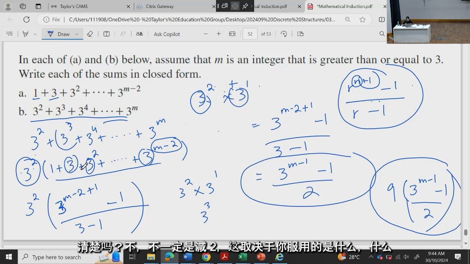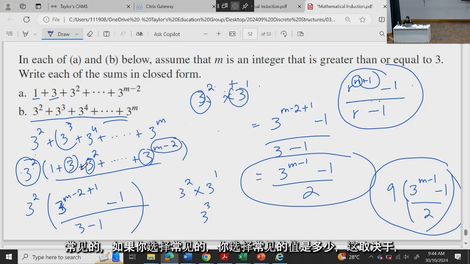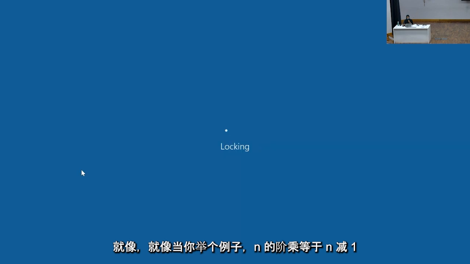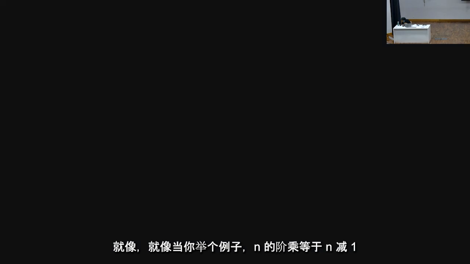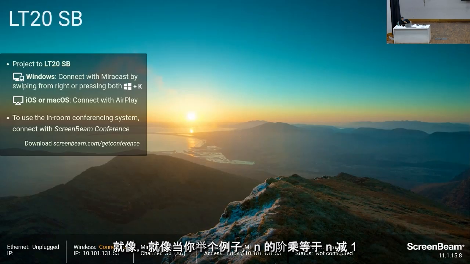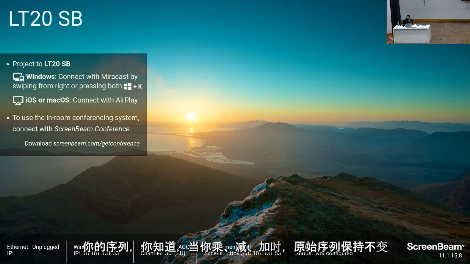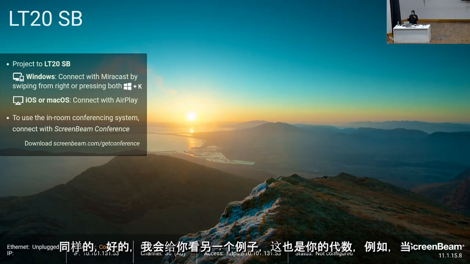No, not necessarily m minus 2. It depends on what you are taking common. What is the value that you are taking common? It depends on that. It's just like when, for example, n factorial is equal to n into n minus 1 factorial, right? So it's the same thing, you are just writing it in different ways. When you multiply, subtract, or add, the original sequence remains the same, okay?